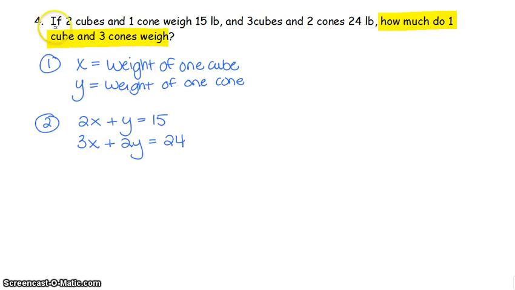As we read, 2 cubes and 1 cone weigh 15. So it was less obvious that our total in this case was 15. It was 2 cubes, so that's 2 x's, plus 1 cone, which is 1 y. So 2x plus y is equal to 15. And 3 cubes and 2 cones equal 24. So 3 cubes is 3 x's, 2 cones is 2 y's, and a total weight of 24 pounds. Alright, I'm sure you can guess at this point. I want you to press pause and see if you can solve your system and answer your question.